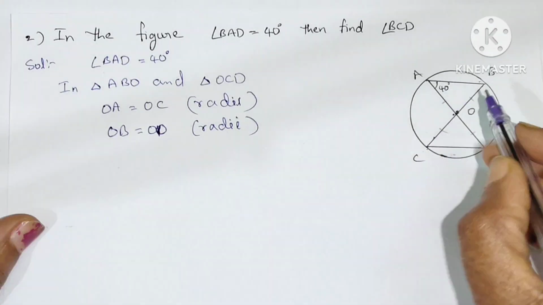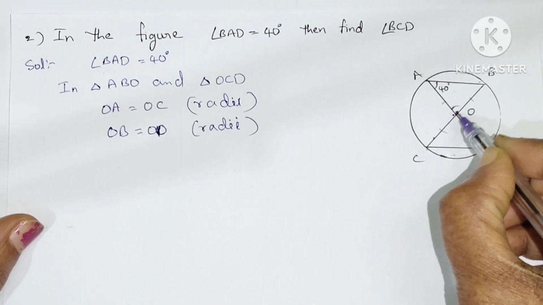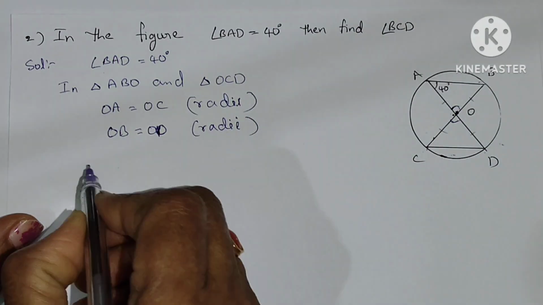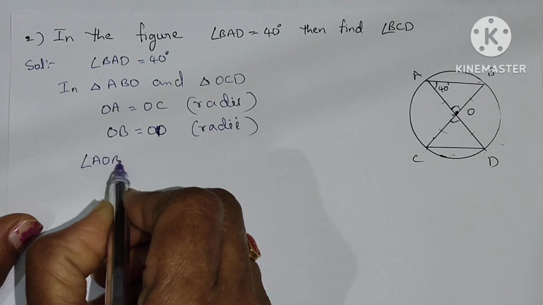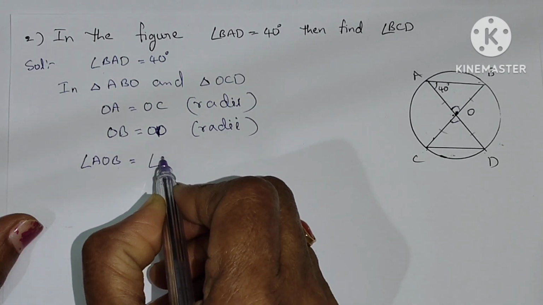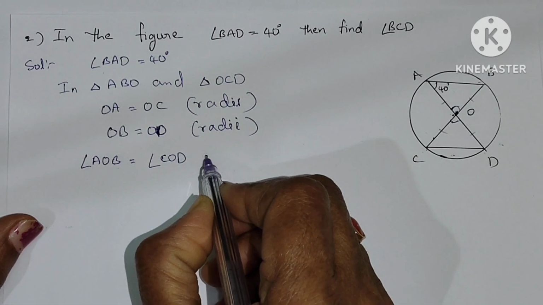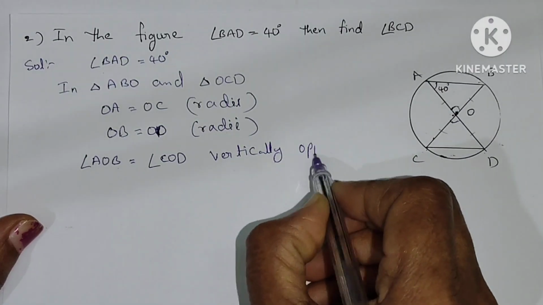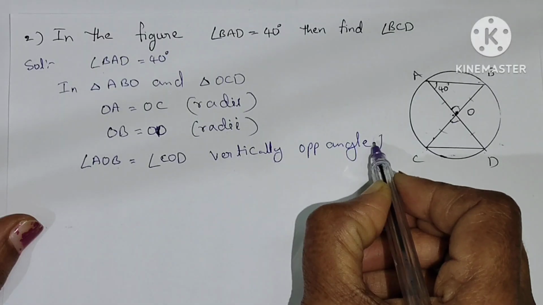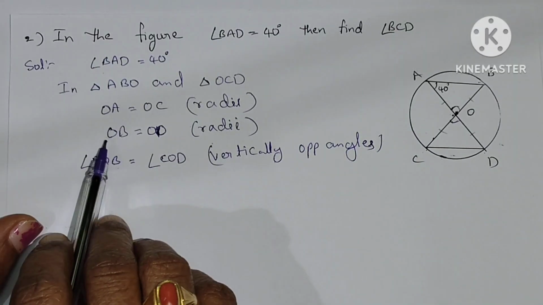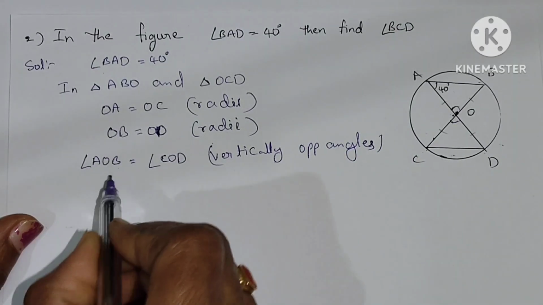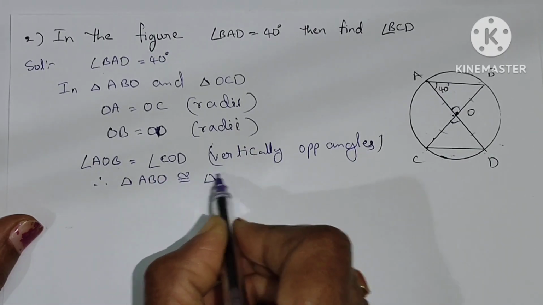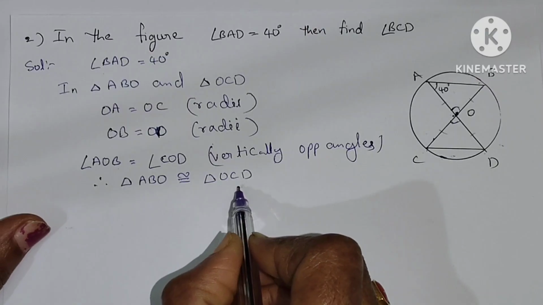Now these two angles are equal because these two are vertically opposite angles. Angle AOB equal to angle COD. So these two are equal, vertically opposite angles. Here two sides are equal and one angle is equal. So therefore triangle ABO is congruent to triangle OCD. These two triangles are congruent.